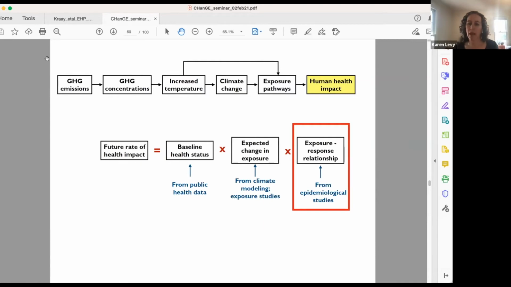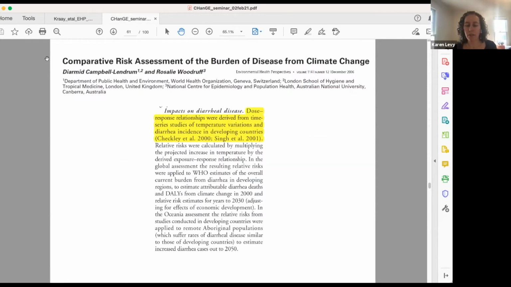Now let's think about the human health impact and how we get to these exposure response relationships. When I first got into this field, there was kind of the one paper out there on the burden of disease from climate change. And there was exactly one paragraph on diarrheal diseases, even though people often talk about climate change and waterborne diseases. One sentence really struck me: the dose response relationships were derived from time series studies of temperature variations in diarrhea in developing countries. That happens to be those two studies that I showed you earlier.